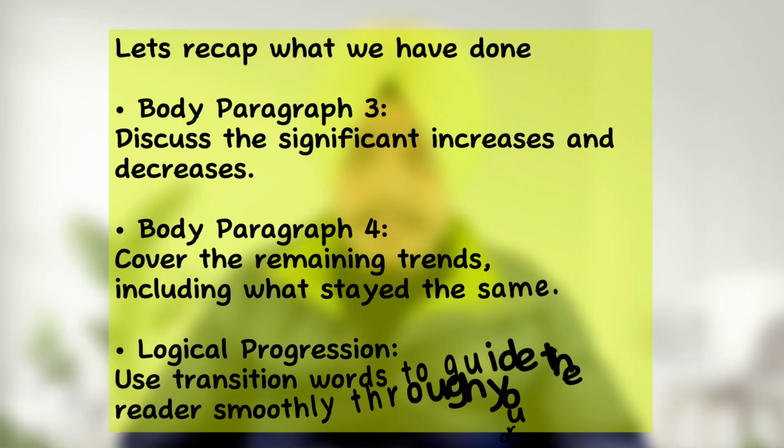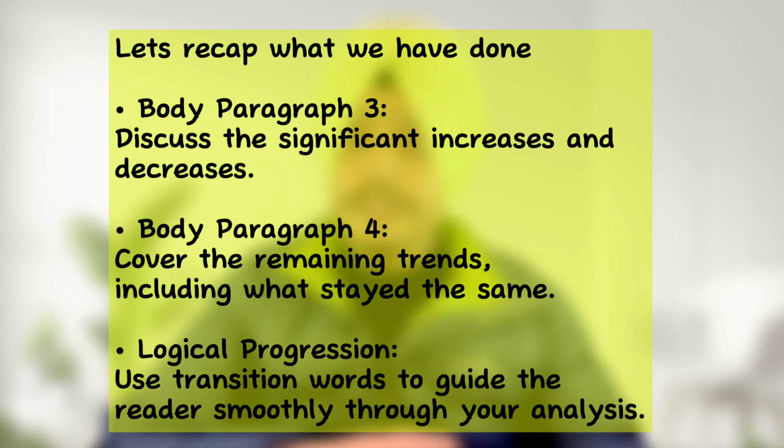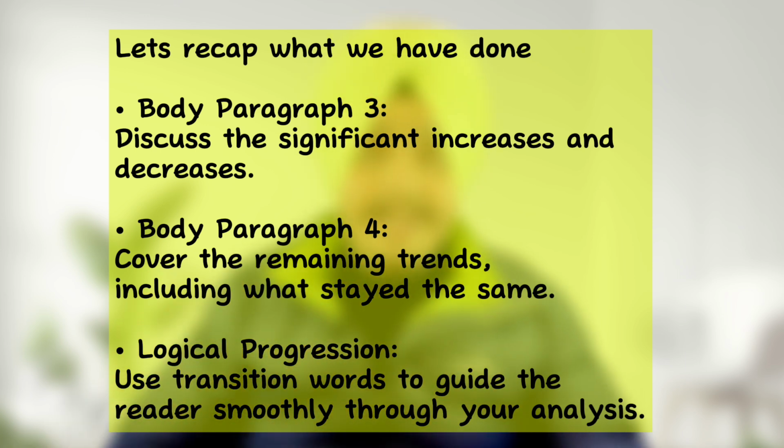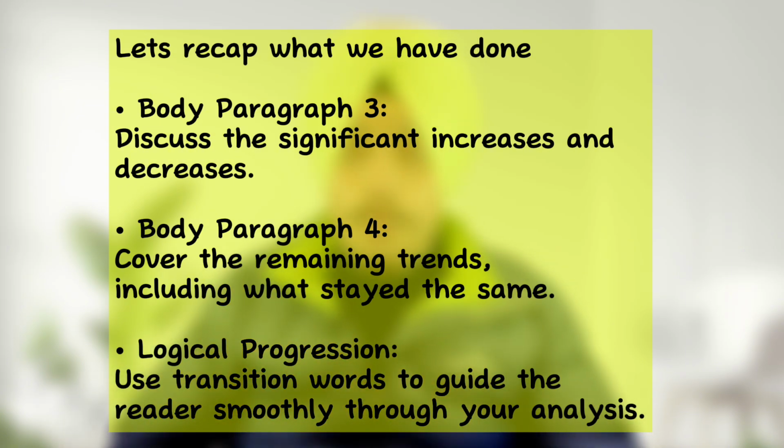So let's recap what we have done. In body paragraph 3, we discussed the significant increases and decreases. In body paragraph 4, we covered the remaining trends, including what stayed the same. We used transition words to guide the reader smoothly through our analysis, and I think this helps the reader see why we have organized our ideas in that way. I hope this will help you do your Task 1, especially the bar chart, in a better way.